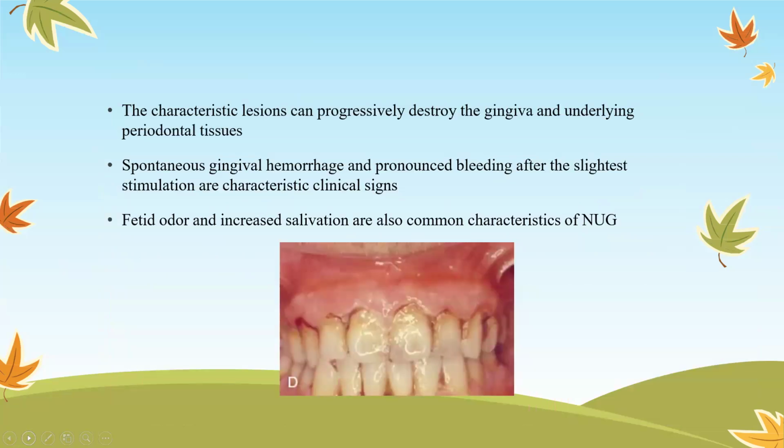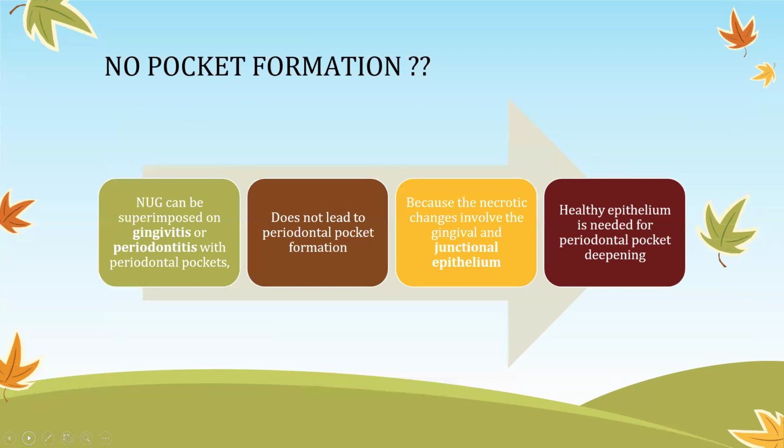The characteristic lesion can progressively destroy the gingiva and underlying periodontal tissue. There will be spontaneous gingival hemorrhage and pronounced bleeding after even the slightest stimulation, and these are the characteristic clinical signs of the disease. There will be fetid odor and increased salivation, which is also a common characteristic of necrotizing ulcerative gingivitis. So we cannot see any pocket formation in necrotizing ulcerative gingivitis.